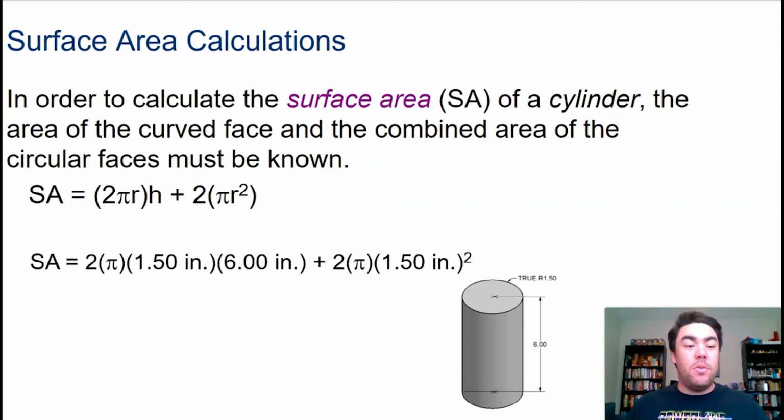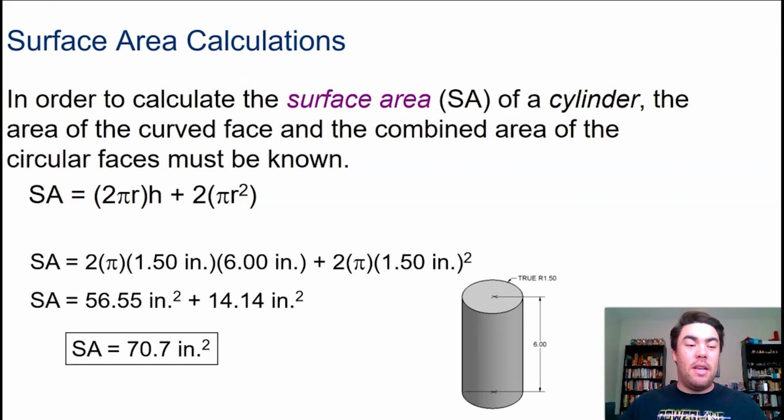So we plug in our values and we get that the surface area is equal to 2 times pi times 1.5 inches times 6 inches plus 2 times pi times 1.5 inches squared. Simplify that a little bit, we get 56.55 square inches plus 14.14 square inches. Add those two values together and we get 70.7 square inches.